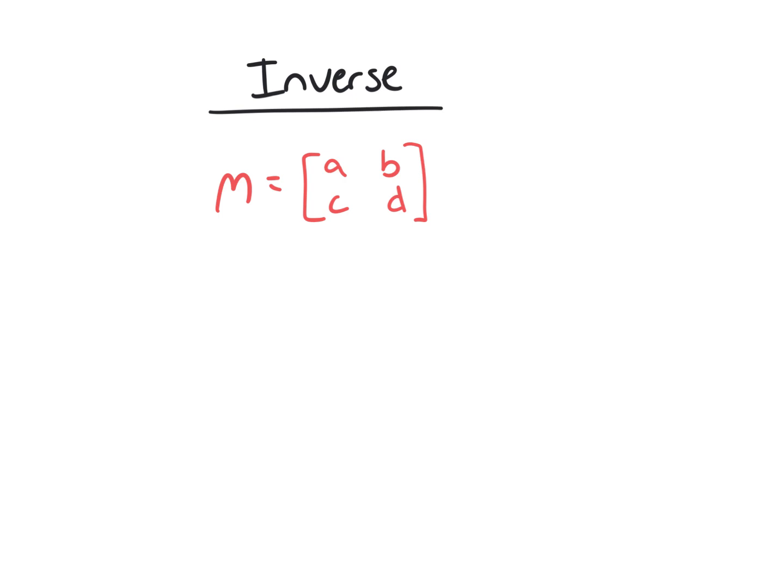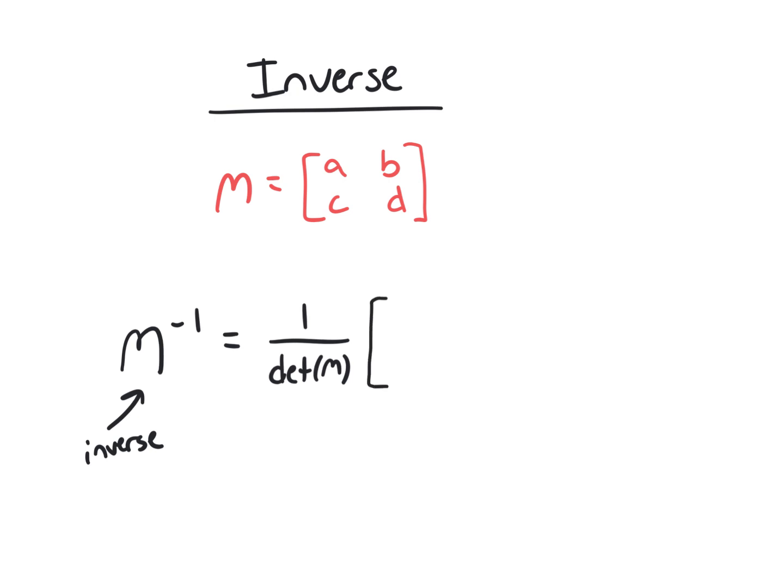So for the inverse, do you remember what signifies an inverse? It's the M to the negative 1. That stands for inverse. Go ahead and label that. M to the negative 1, that's our inverse notation. So the inverse of a matrix, again, I'm going to give you another formula here. We take 1 over the determinant of matrix M times matrix D, negative B, negative C, and A.